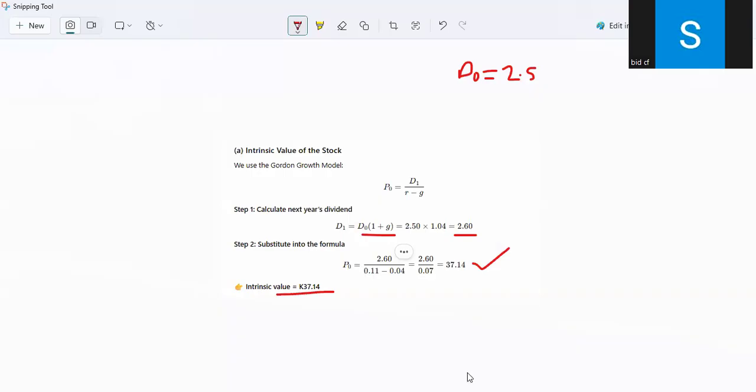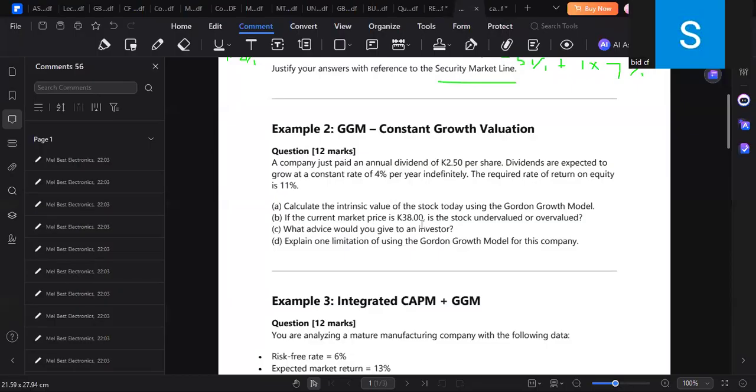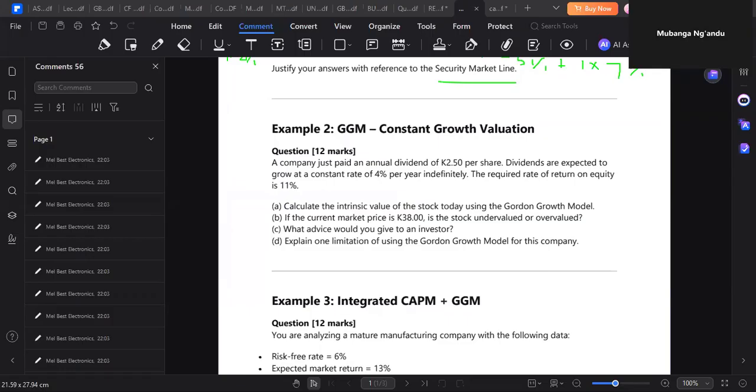Is that clear? So now, we've calculated our intrinsic value as 37. In the second question, we're told that the current market price is 38. Is the stock undervalued or overvalued? Undervalued. Why? My intrinsic value is what? The 37.14, but the market price is 38.